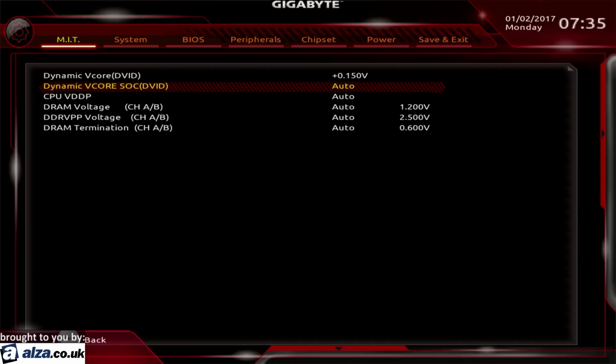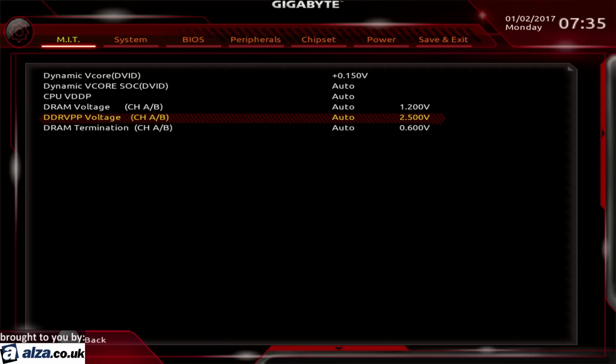But for your SoC voltage, you don't want to exceed 1.2 volts, and you don't have a say on the minimum voltage with Gigabyte motherboards, unfortunately, and I will show you that shortly. DRAM voltage: AMD advises no more than 1.5 volts DRAM, so don't go over that.